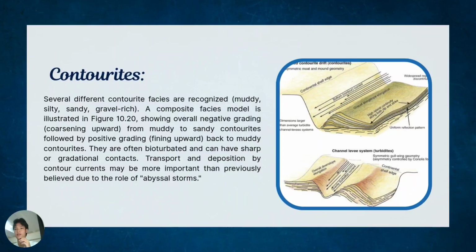Contourites are sediments deposited or significantly reworked by the persistent action of contour-parallel bottom currents. These deposits can range from muddy to sandy and are often structured in sequences that coarsen upward and then fine upward, reflecting variations in current velocity. They are frequently bioturbated and are now recognized as a major deposit type due to the influence of energetic abyssal circulation events.